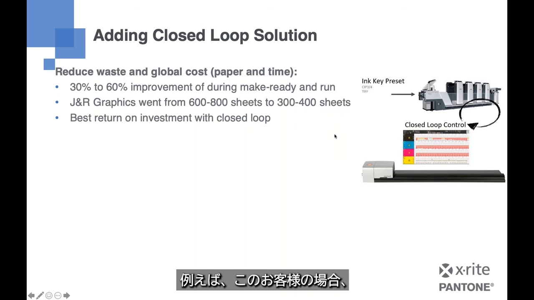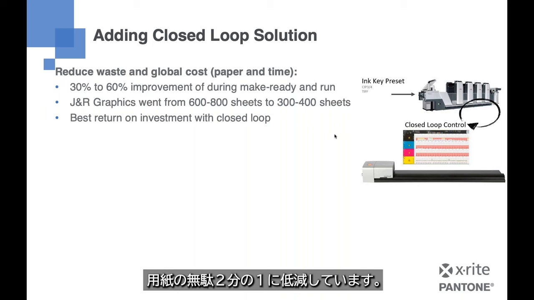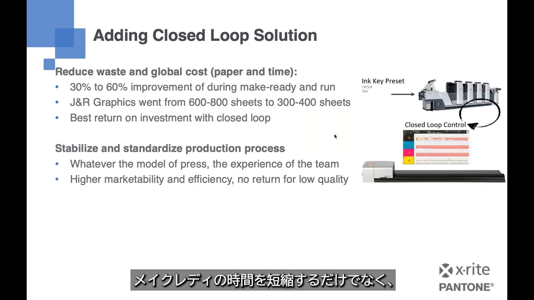For example, for this customer, the paper waste was reduced by a factor of 2. It helps not only to shorten make-ready time, but also to stabilize and standardize the production process, independent of the press you have.